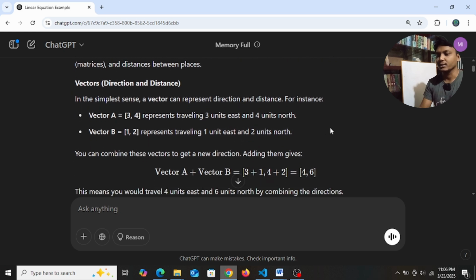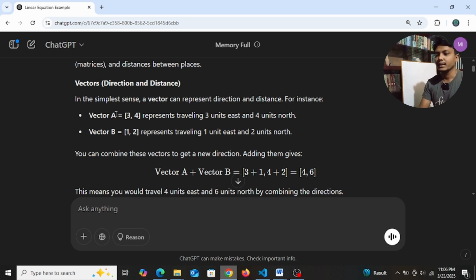Okay, so what is a vector actually? We can try to understand what a vector is. Let's say, in the simplest sense, a vector can represent direction and distance. Okay, so if you want to relate it with an everyday thing, a real life example, we can relate a vector as direction and distance.